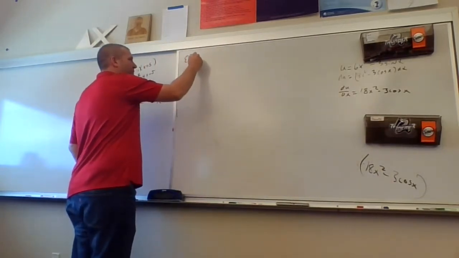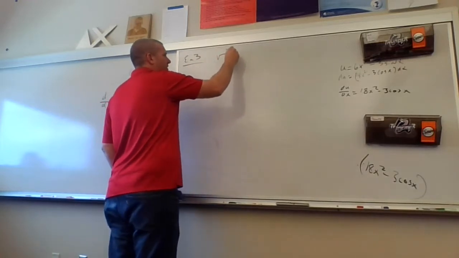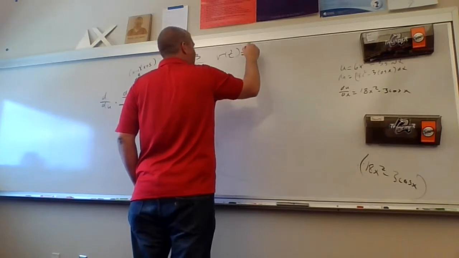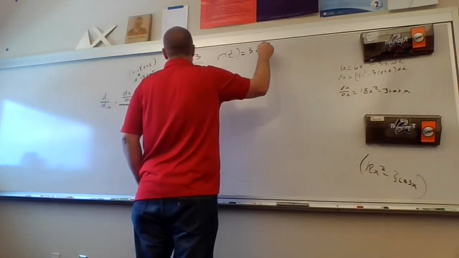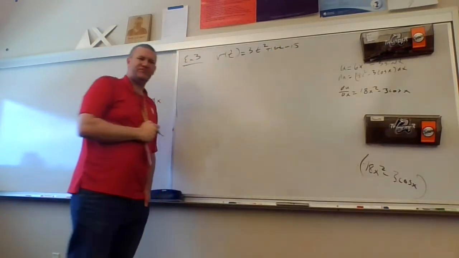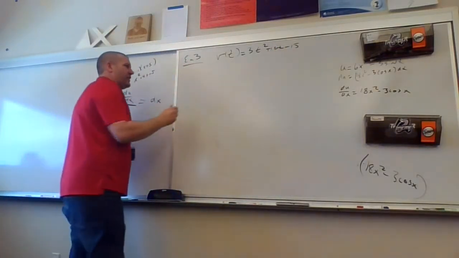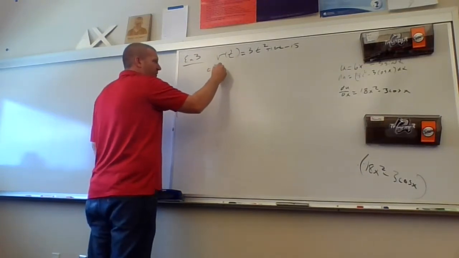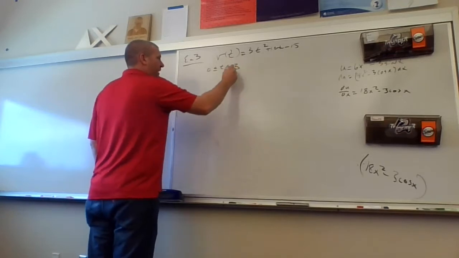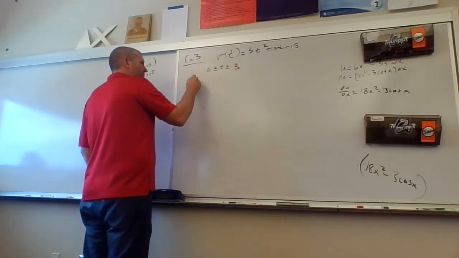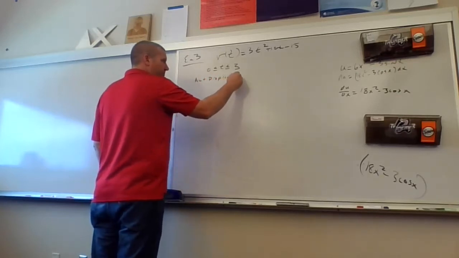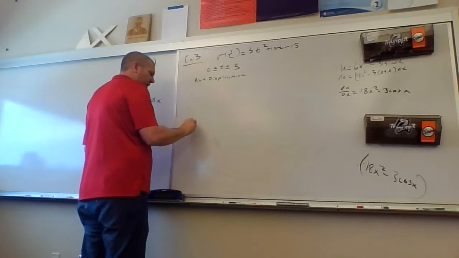Okay, example number 3. A particle is in nonlinear motion with its velocity equal to 3t squared plus 12t minus 15. And they ask us to find 2 things, from 0 less than or equal to t less than or equal to 3. What is the net displacement? And what is the total distance traveled?